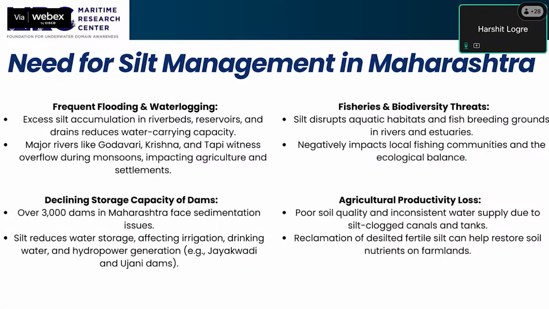Second is fisheries and biodiversity threats. Silt disrupts aquatic habitats and fish breeding grounds in rivers and estuaries, and it negatively impacts local fishing communities and ecological balance. Third is declining storage capacity of dams.